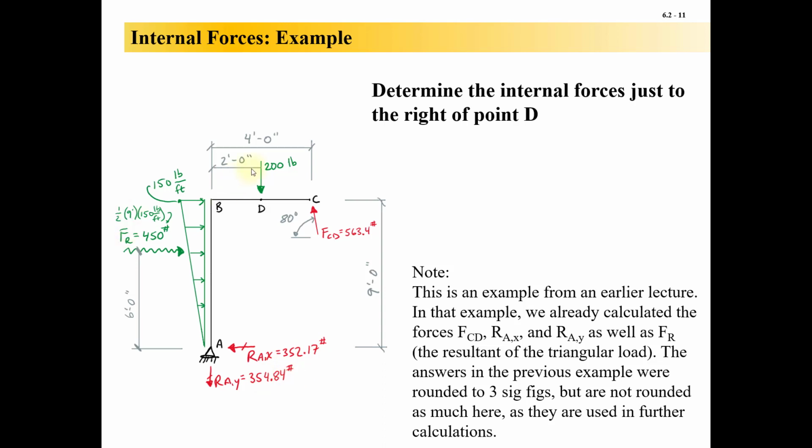I also am relying on us remembering all the stuff we did before. It's shown here, but this triangular load starts at 0 and goes to 150 pounds per foot over this 9-foot height. I've already calculated that resultant force of 450 pounds, which is 1/2 base times height of the triangular area. And we know that the resultant is acting at 2/3 of the distance from the pointy end, or 6 feet up. So all this is stuff that we have done before, just as a reminder.